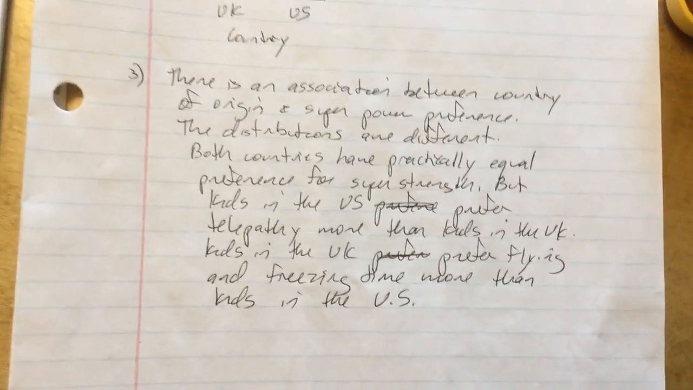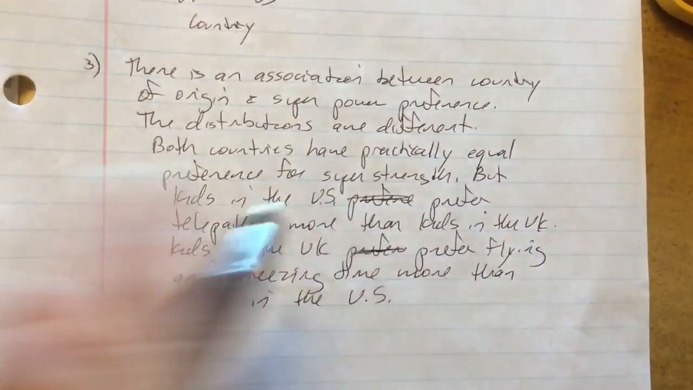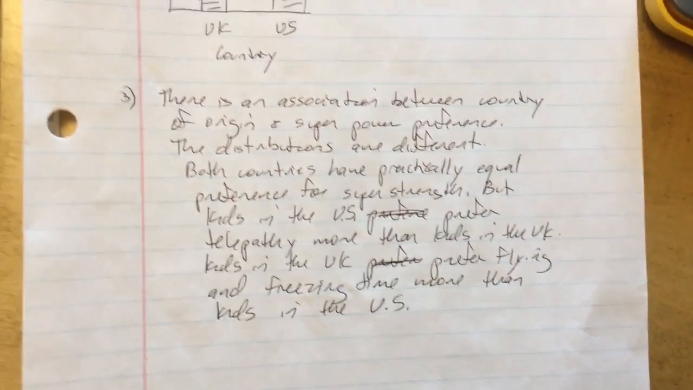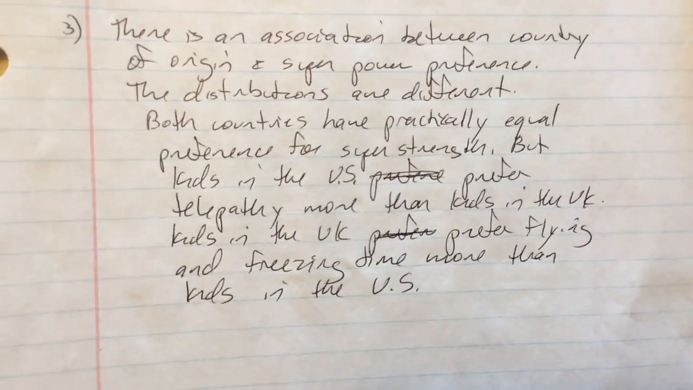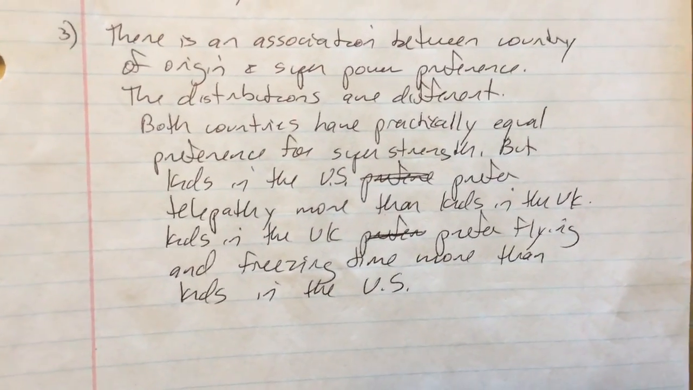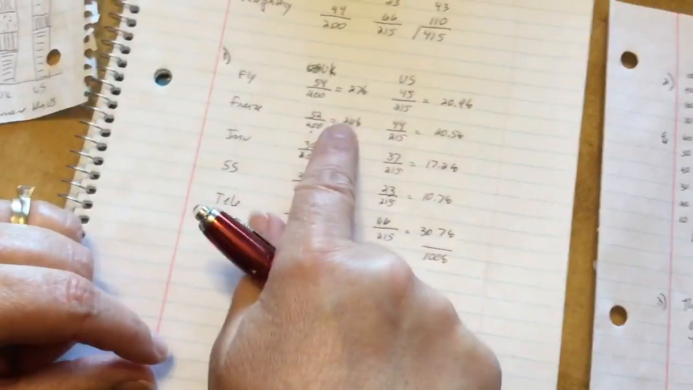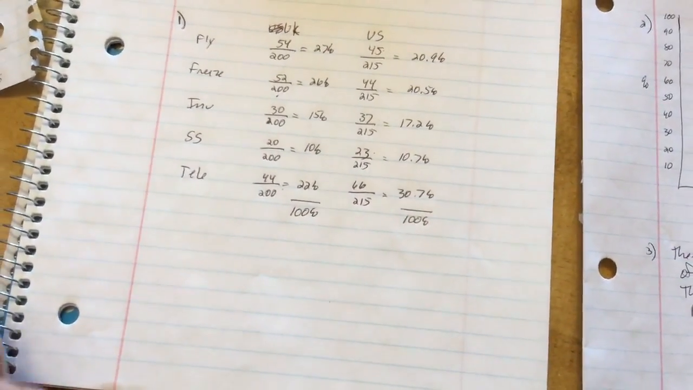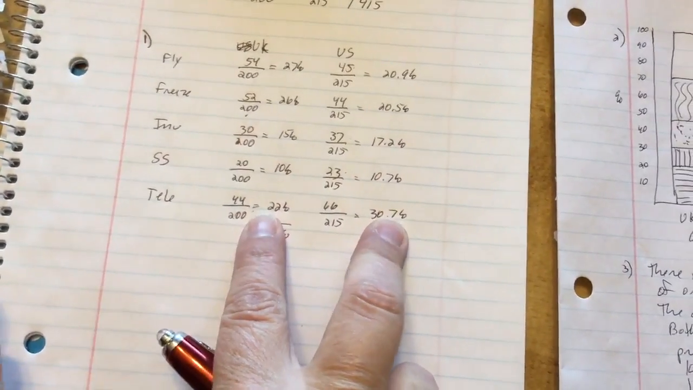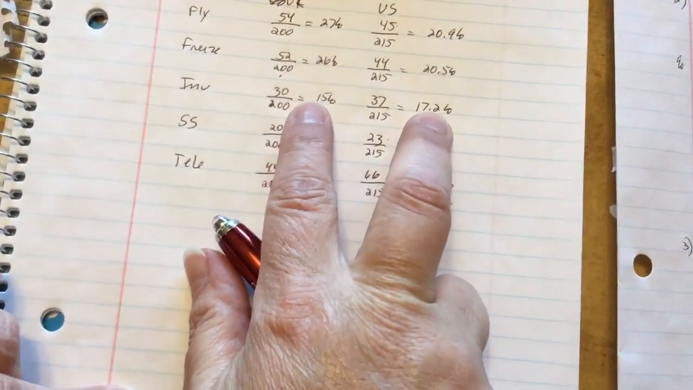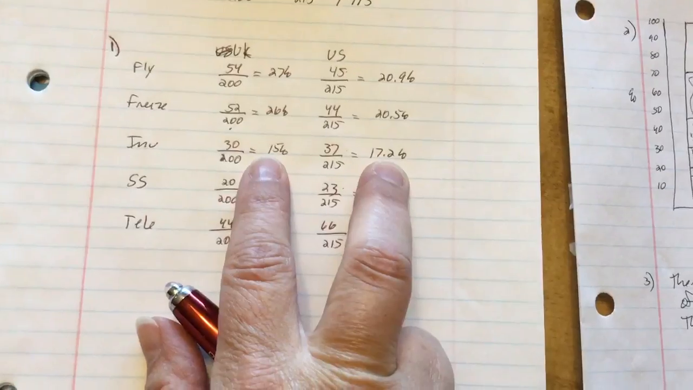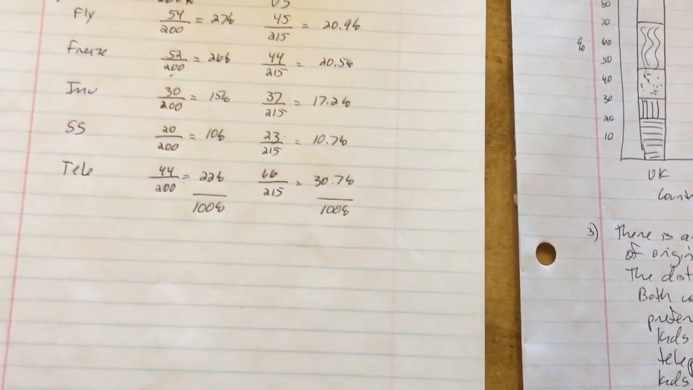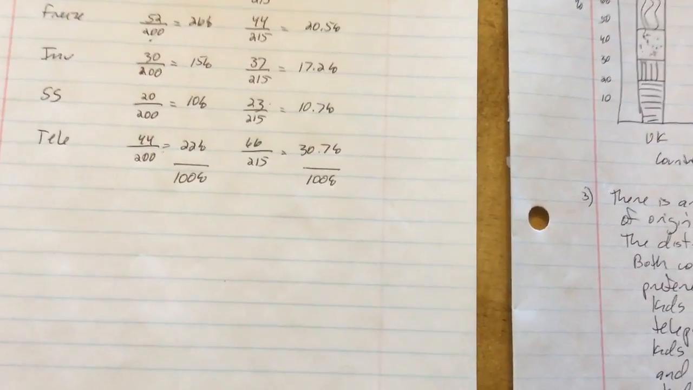Okay, so there does seem to be a relationship between their country and what superpower they like. If there was no relationship, all of these proportions would be exactly the same. So it wouldn't matter what country they were from. There would be an equal proportion of kids that wanted telepathy, an equal proportion of kids that liked invisibility, and things like that. So the fact that they're different does lend to the fact that there is an association.